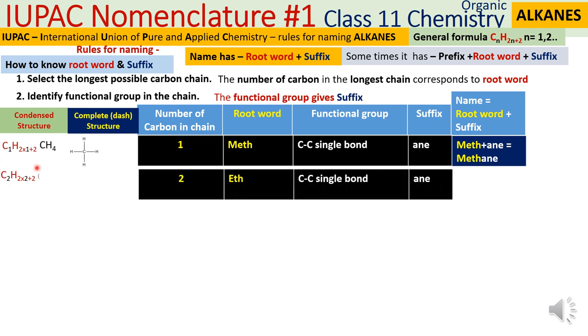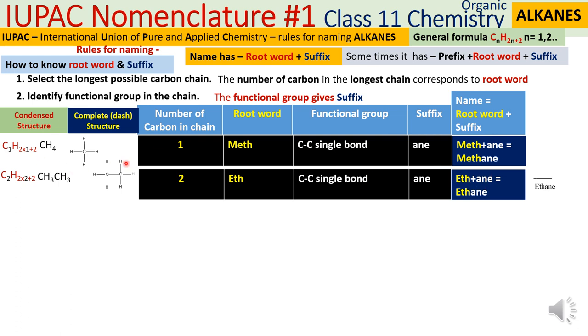If it has two carbons, then the condensed structure is C2H6, or CH3CH3 is the formula of this molecule. For the complete structure, connect this carbon with the other carbon through a single bond and CH3 on each side of it. This is the longest chain, from here to here. It contains one and two carbon atoms. The root word for this is eth. Between carbon and carbon, the functional group present is a single bond. Thus the suffix is ane. So eth plus ane is the name of the compound. Eth is the root word, ane is the suffix.